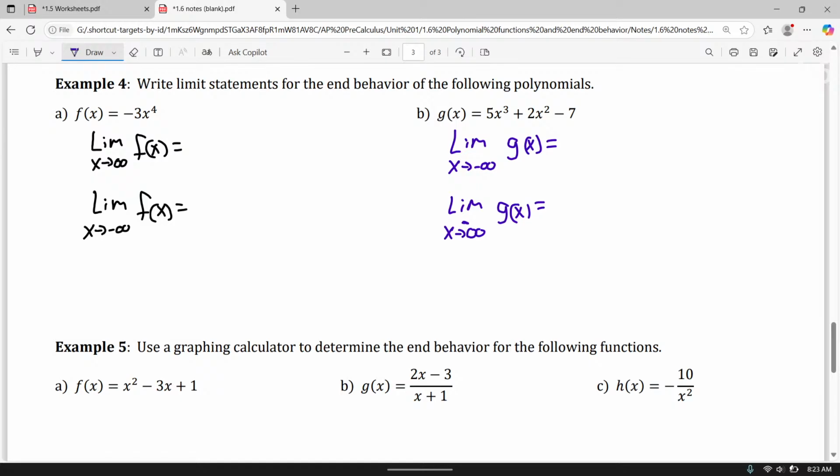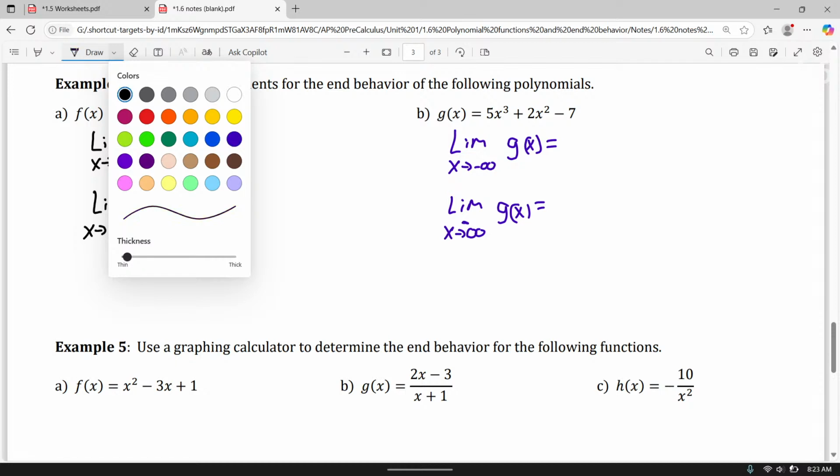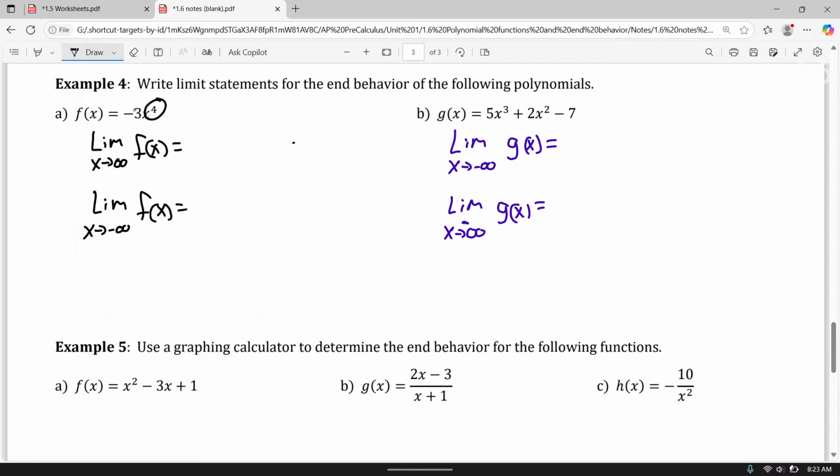Let's go back to black. Even, negative, down, down. Down, down. Odd, positive. That's odd, positive. So left is negative, right is positive.